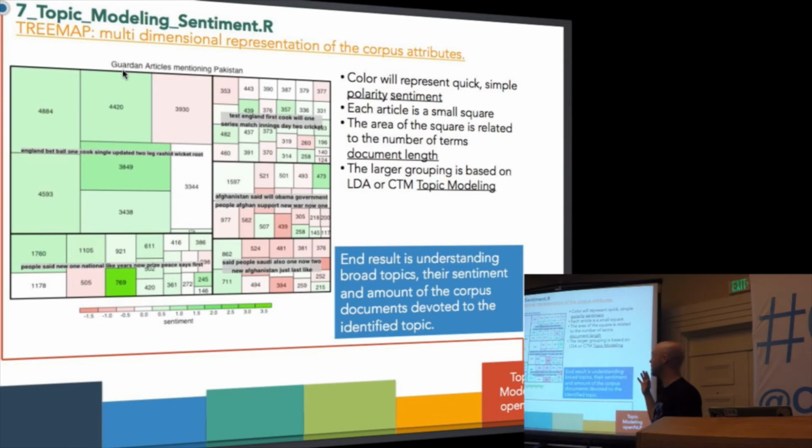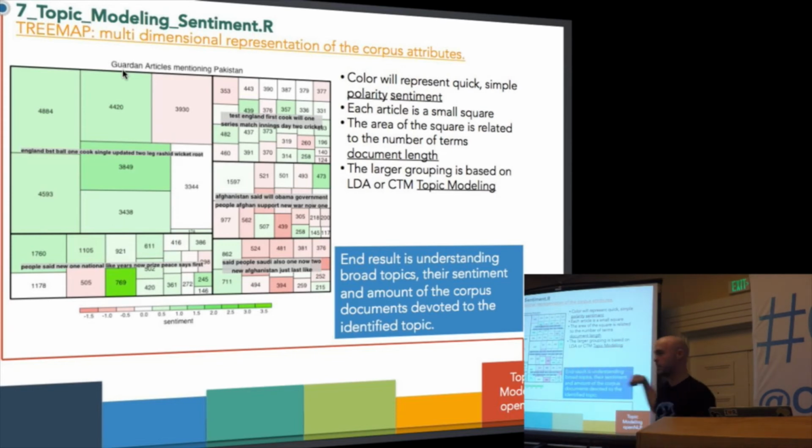All right, so what we're going to actually do is create a tree map. A tree map represents your corpus in 3 dimensions at once. You can change what you actually want to represent, but here I'm showing you polarity, positive or negative, which I'll explain next. The size of the individual article is just its document length. I just do a row sum on the terms. And then those broader topics, in this case 5, are created through LDA topic modeling.